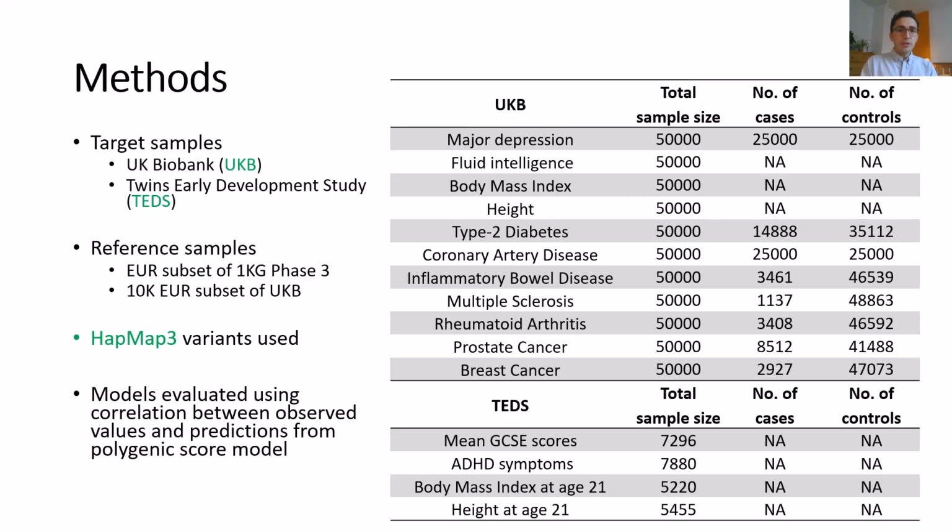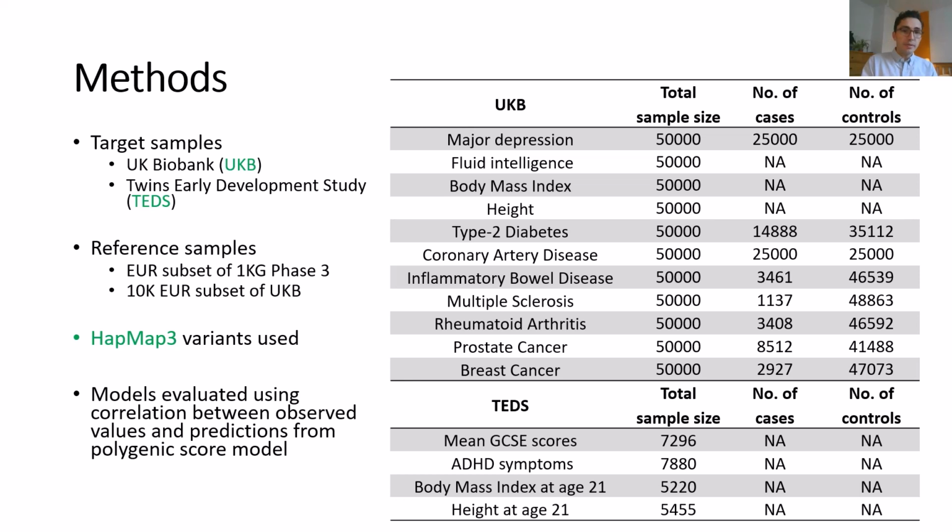We compared methods using a range of outcomes measured in two target samples, UK Biobank and the Twins Early Development Study, referred to as TEDS. We used two samples to ensure our results were not target sample specific, and we selected the traits on the right as they have a well-powered, publicly available GWAS and represent a range of genetic architectures.